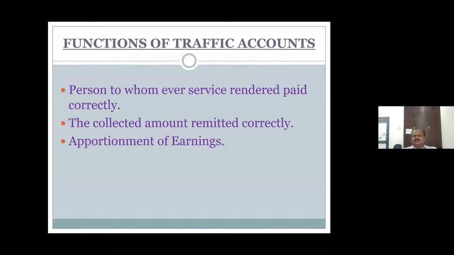Whatever the earnings collected, goods or passenger or parcels, need to be apportioned to the respective railways, as traffic originated from one railway does not end in the same railway. These are crisscrossing the various railways. So the apportioned earnings by originating railway are to be given to the respective railways whoever is carrying the traffic. For example, traffic originated from Secunderabad to New Bongaigaon.